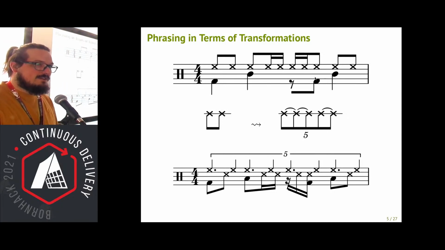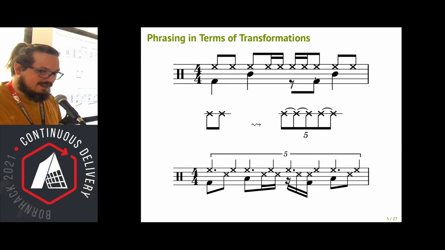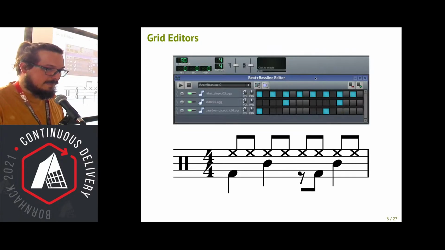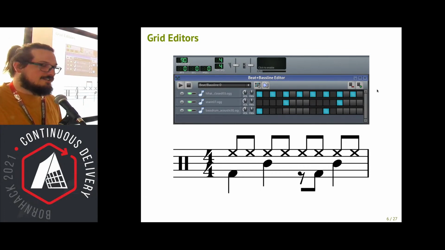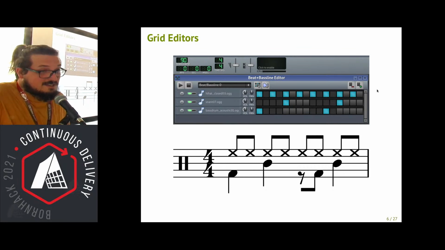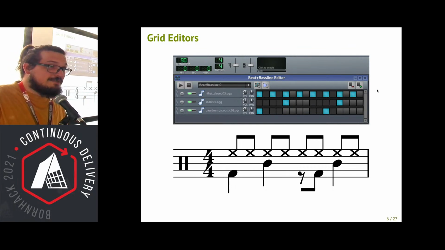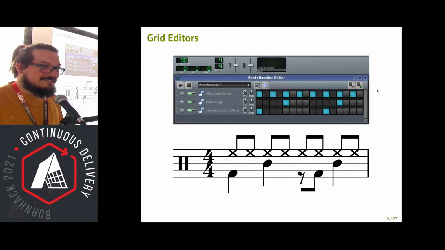For some time, we've been developing a couple of tools for inputting rhythms into computers like this, and I want to put them into 3 categories. The first category I will call a grid editor. On the slide here is an illustration of the beat plus baseline grid editor from Linux Multimedia Studio. There's a similar editor in Cubase and Pro Tools, and Ableton Live also has a drum machine like this.